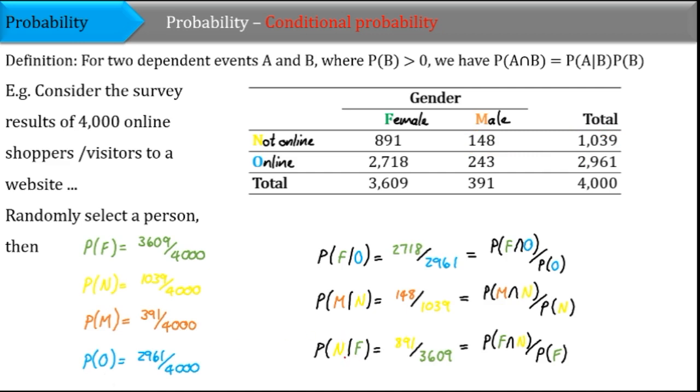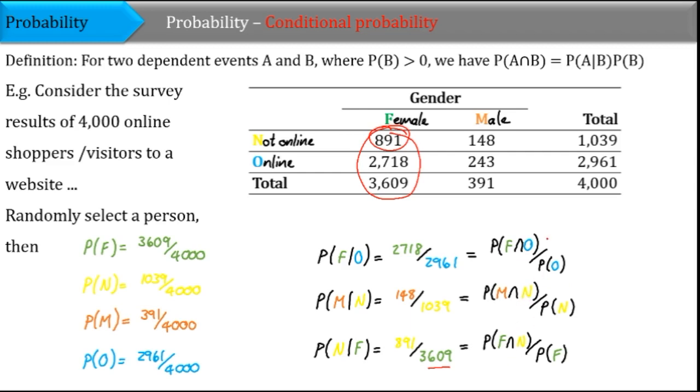Right, and then lastly, probability of not shopping online, given that we have a female. So that means we only look at the females. Total will be 3609, which we have over there, and not shopping online 891, so we'll take 891 divided by 3609. Right, and then the way in which we calculate it using our definition, it will be the probability of the intersection divided by the probability of the event of female. Right, so this is using our definition this way over here.